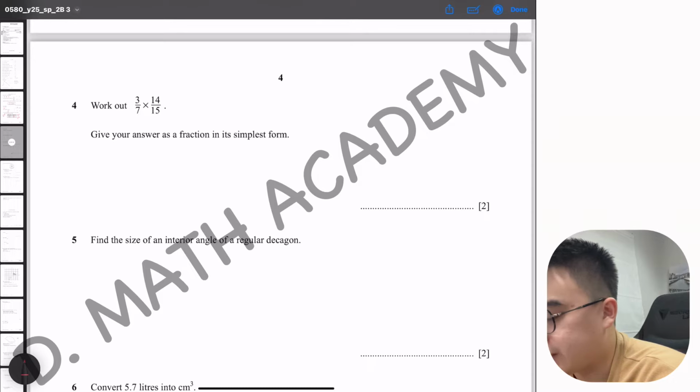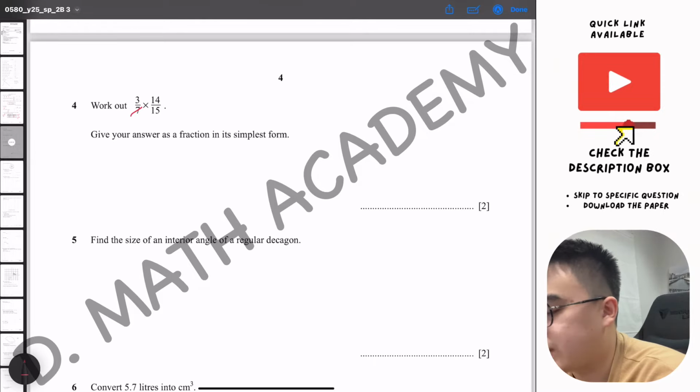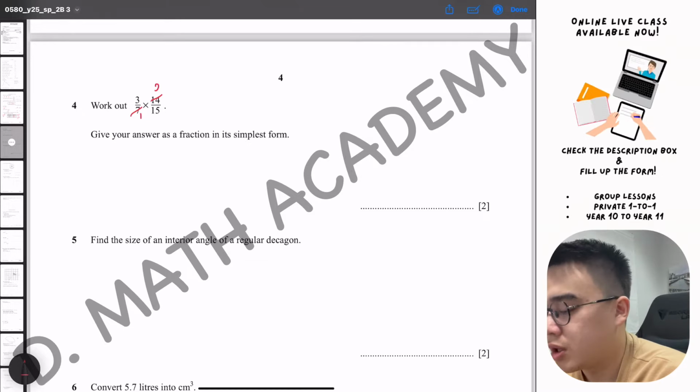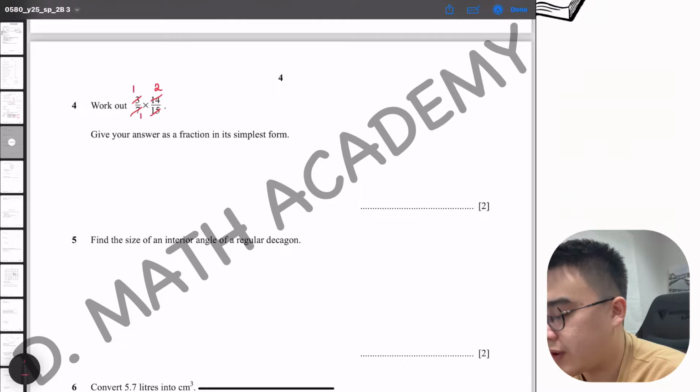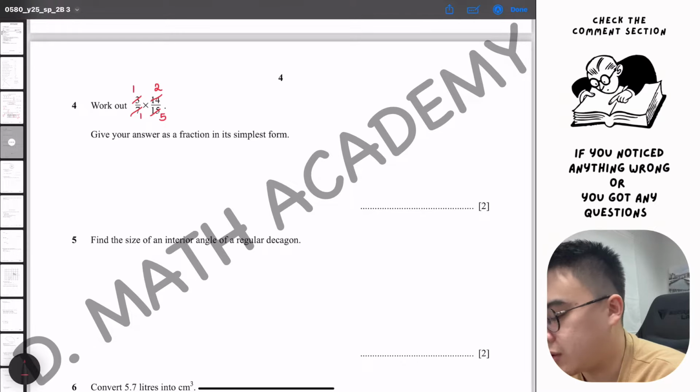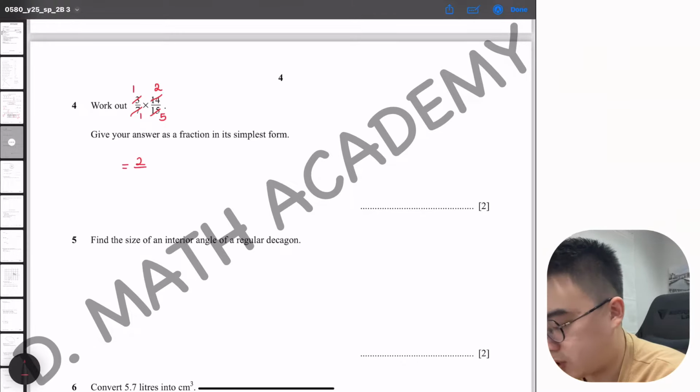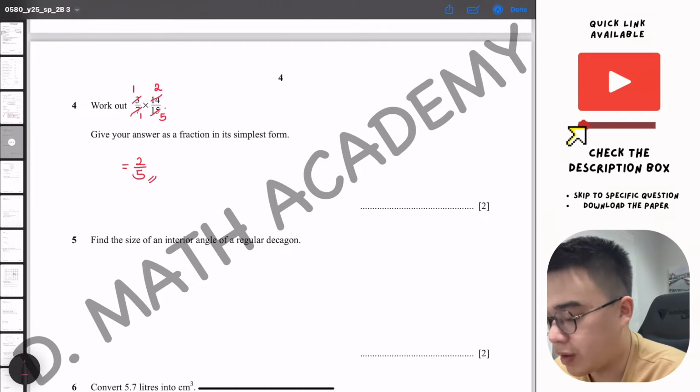So again, very simple fraction question. 7 can be divided by 7. 14 divided by 7 will be 2. 3 becomes 1. This becomes 5. So from that, you will get 2 over 5 as your simplest form.